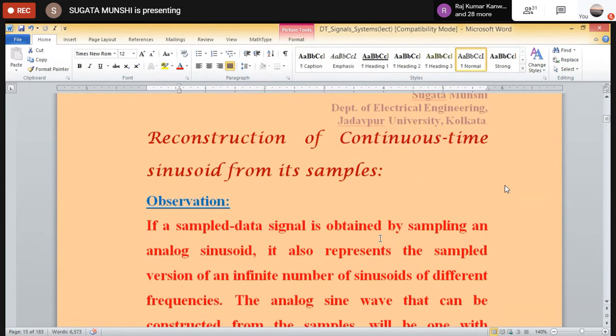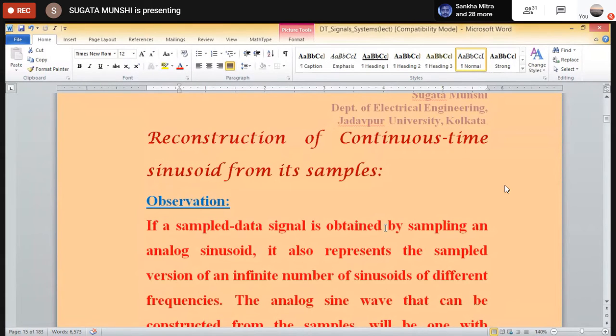Right at the beginning, we just note an observation that I also mentioned when I dealt with that signal above. The sample data signal, there I have already mentioned that if a uniformly sampled signal is obtained by sampling an analog sinusoid, it will also represent the sampled version of an infinite number of sinusoids of different frequencies. That is one part of the story.